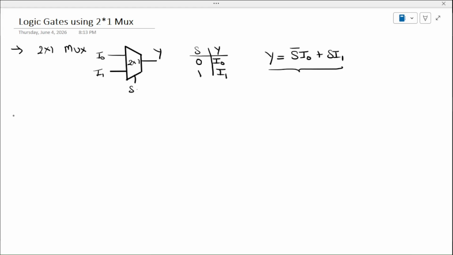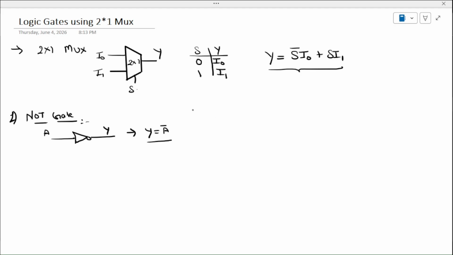So firstly, we will implement the first gate, our NOT gate. What basically is a NOT gate? That is an inverter which inverts the value. So this is A, Y. The equation for the inverter is Y equals A bar. This equation we have to implement by using the multiplexer.